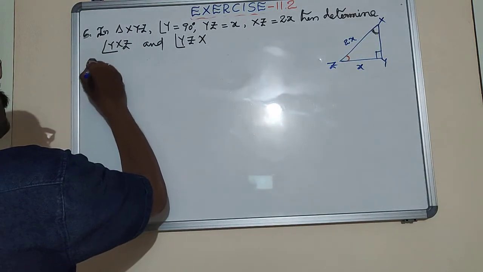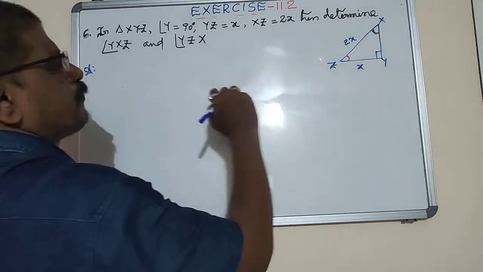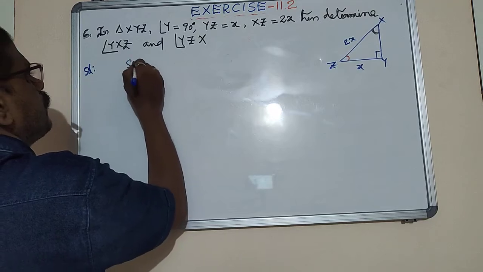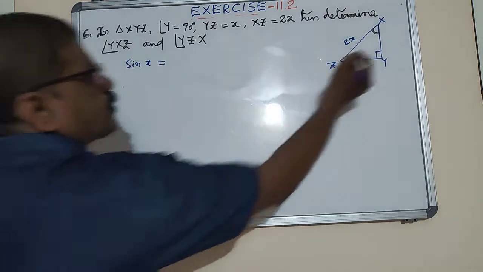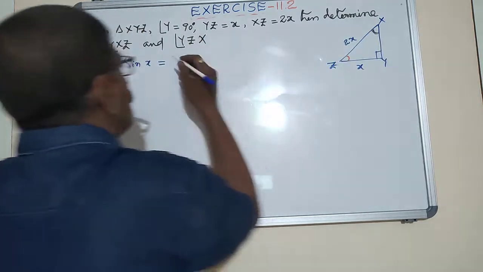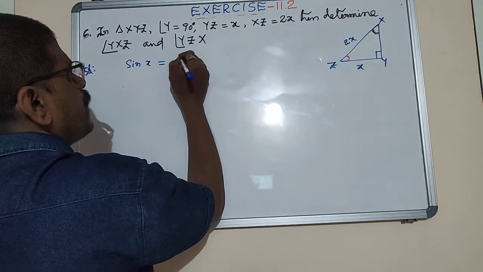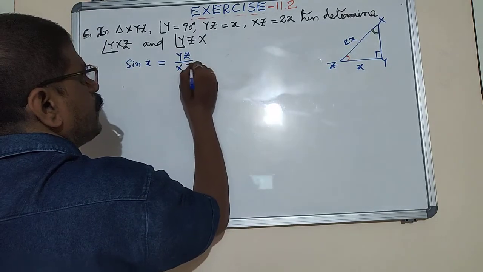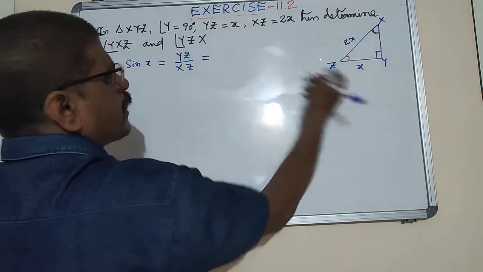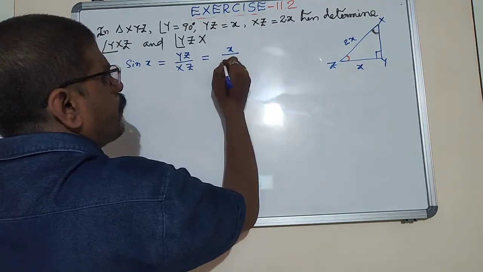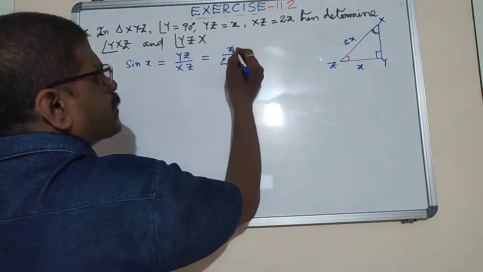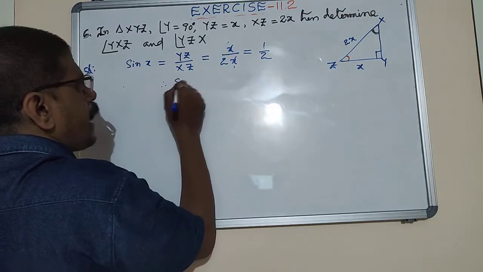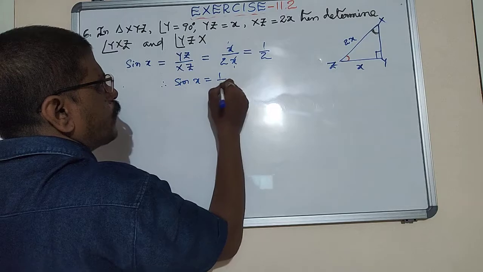Okay. Now we have to find that. Solution part. First of all, sine X is equal to the opposite side to angle X. Opposite, that means YZ, by hypotenuse, that is XZ. Clear? YZ is how much? x. By XZ, which is given to be 2x. That is equal, x by 2x, the x's cancel. It will be 1 by 2. Therefore, sine X equals 1 by 2.